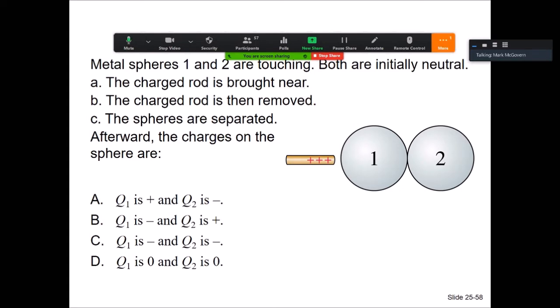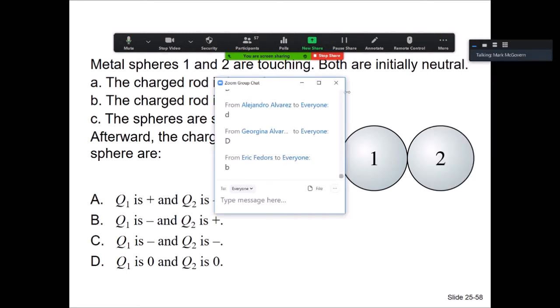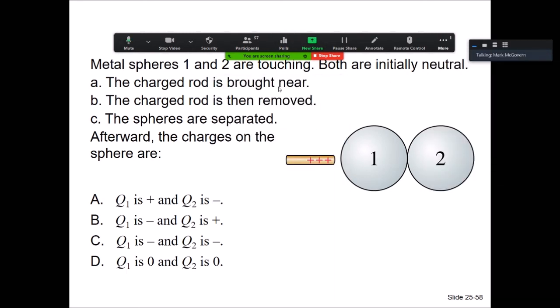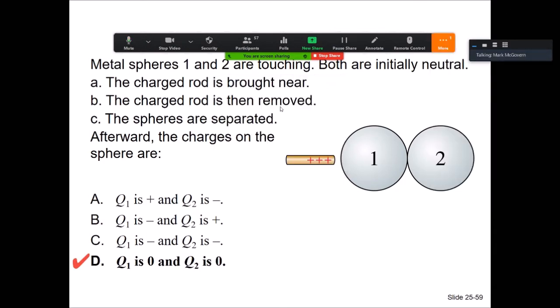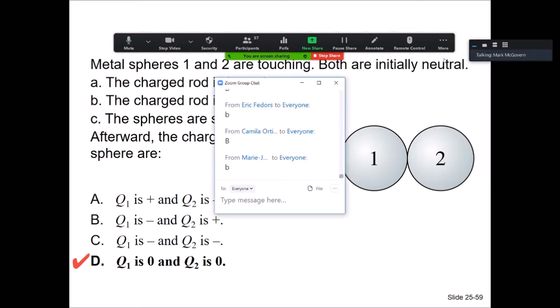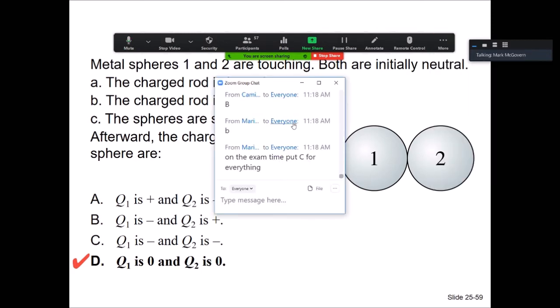All right, so I guess what we have here is we don't know if we are neutral or if we've become charged. All right, the answer is D. D, because guess what happens? Here's the order of events here. Actually, I don't want to tell you what the order of events are here.